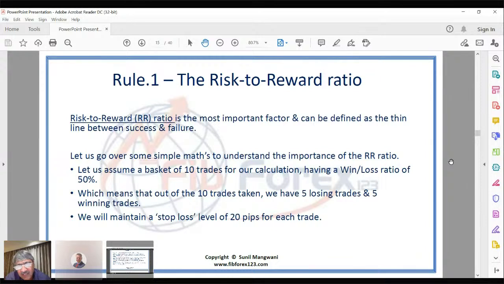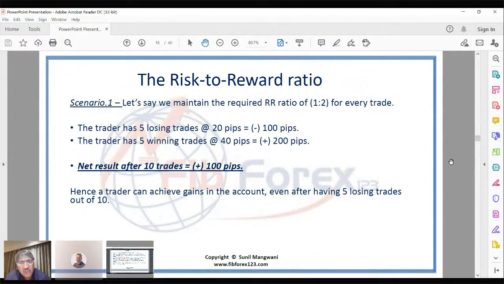Now, to calculate the risk, let's assume that we maintain a stop loss of 20 pips. Now, it could be 20 pips on any market that you're trading, could be 20 ticks, could be 20 points, could be anything. Let's just maintain this 20 ticks, right? So, let's start with scenario number one, that I'm following the rules of my risk management and I maintain a risk to reward ratio of 1 is to 2 for every trade that I'm taking. So, for each of the 10 trades.